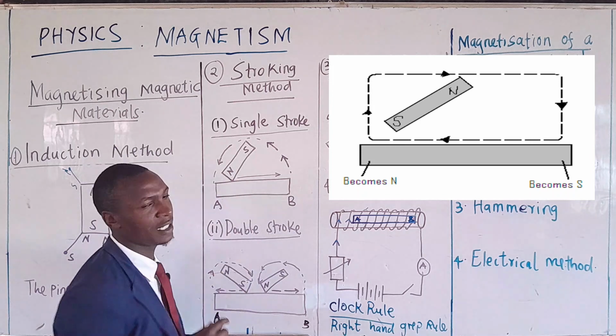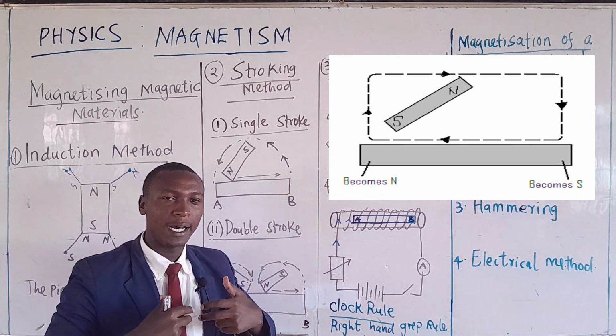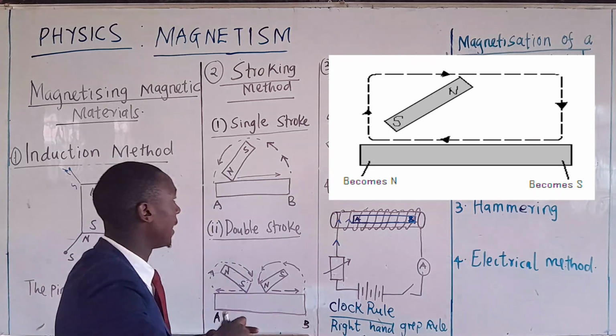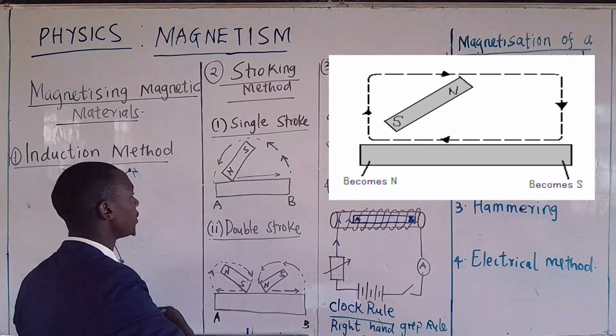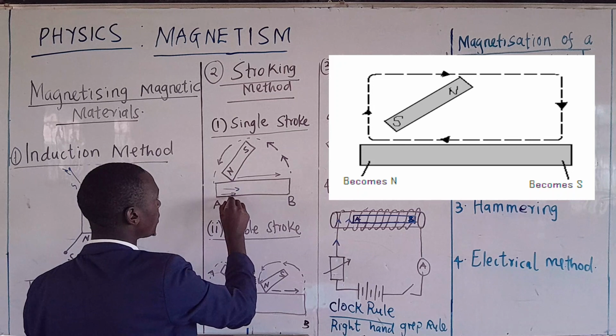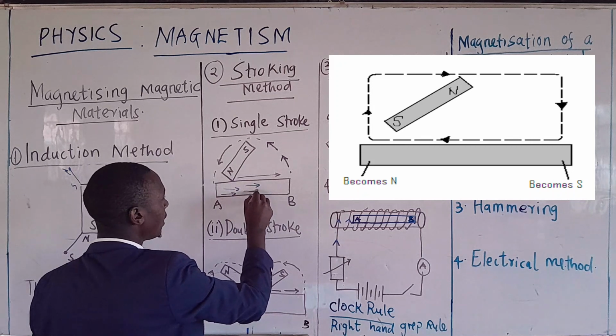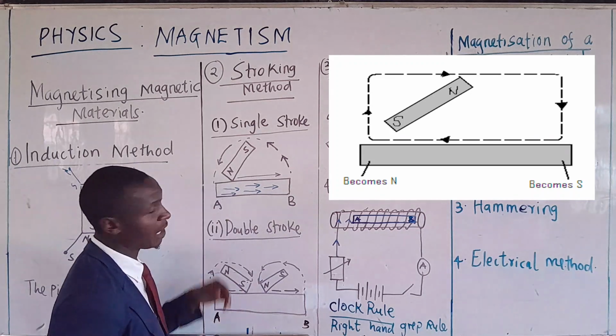This unmagnetized bar has dipoles arranged randomly, and therefore we want to align them using the stroking method, making sure they are magnetized or reach the saturation point. As we try to align these dipoles, they are going to align until they reach saturation, and by the end of the day, this bar will have been magnetized.